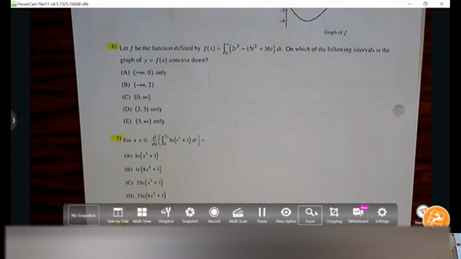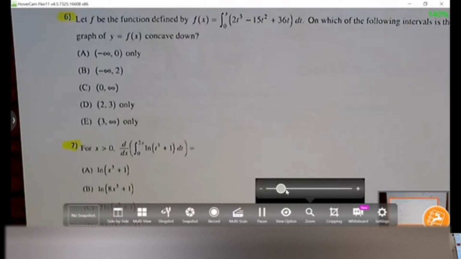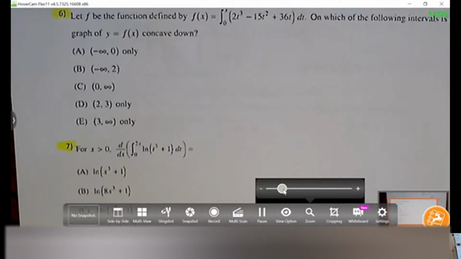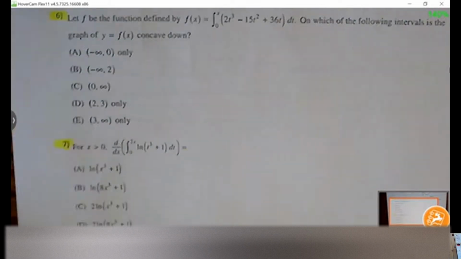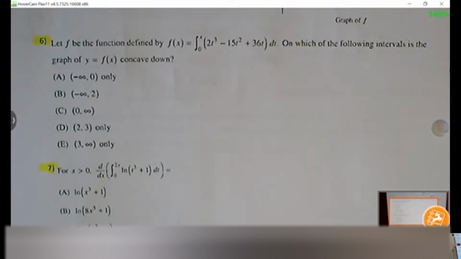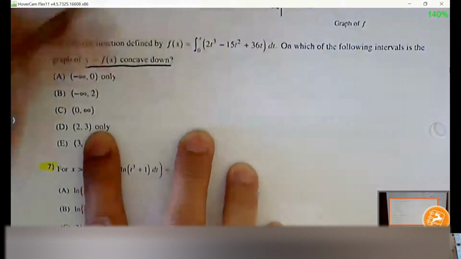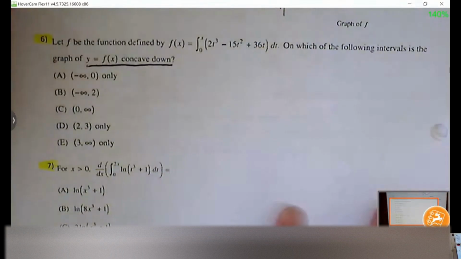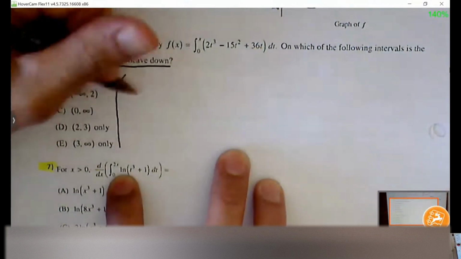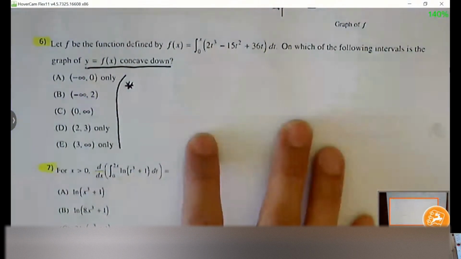Zoom in a little bit. All right, so number six says, let the function be defined by f of x, on which of the following intervals is the graph concave down. So if we're thinking concave down, hopefully we recognize that as something involving the second derivative. So let me list out what our plan of action is going to be here, and then we can apply it for this particular problem.